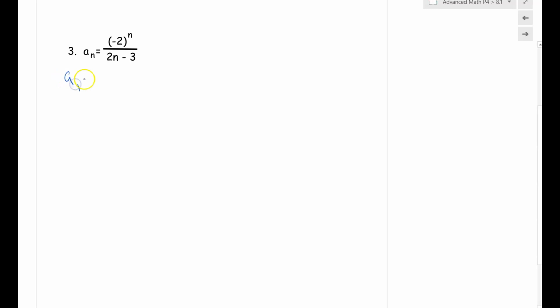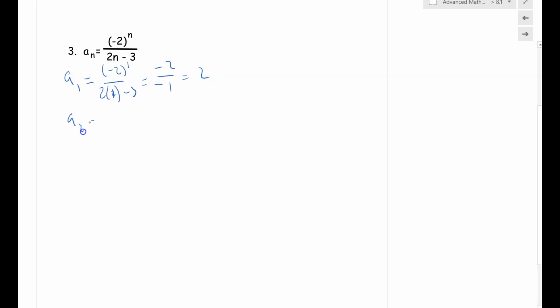In fact, what I would suggest you do here is pause this and go ahead and plug in the first four, 1, 2, 3, and 4, and see if you can get the first 4 terms. Okay, so let's see if you did pause it and you tried that out, if you got these right. All right, so this is going to look like this. Oops, that's a 1. -3, so -2 to the 1 is -2, all over 2 minus 3 is -1, so that's going to give me a +2.